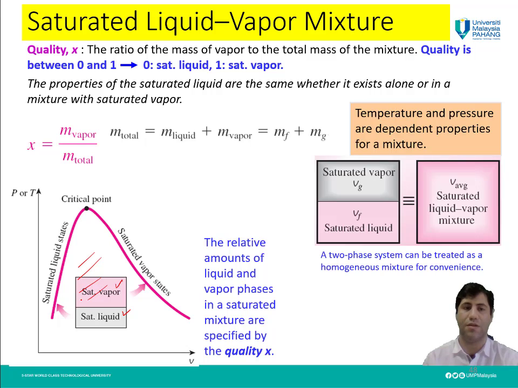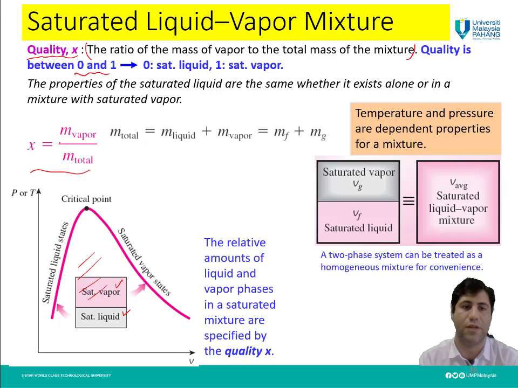We can use this concept and define a parameter which is quality. We call that quality, or X. It is the ratio of the mass of vapor to the total mass of the mixture. This is the important parameter to find the properties for the substance. And this X, or quality, is a number between 0 and 1, as you may guess. When we have saturated liquid, it means no vapor in the mixture, so X will be 0.